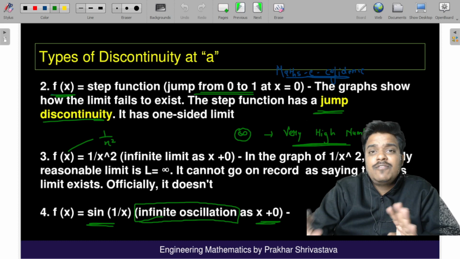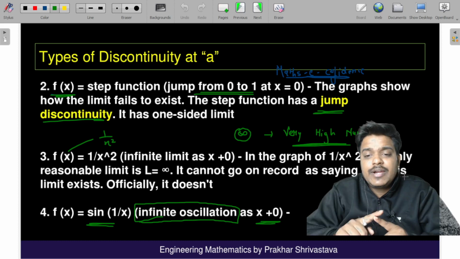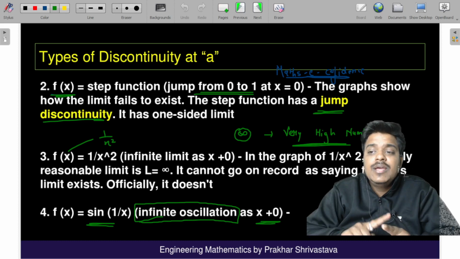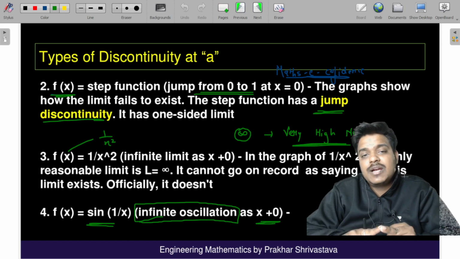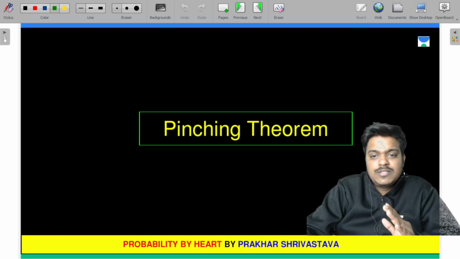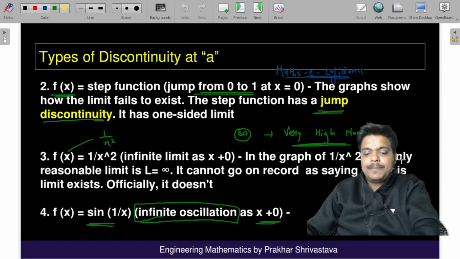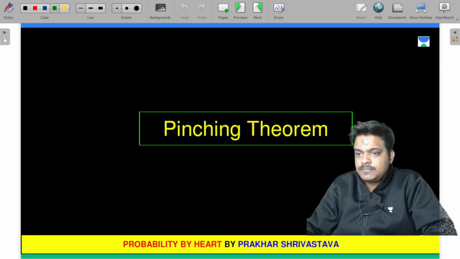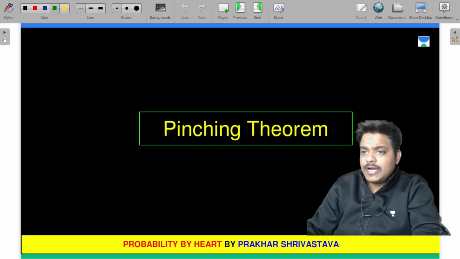So these are the 4 types of discontinuities: oscillatory discontinuity, infinite discontinuity, jump discontinuity and removable discontinuity. All the 4 discontinuities we have studied. Chalo, let us move to the next topic. The next topic that we are going to discuss is the pinching theorem.